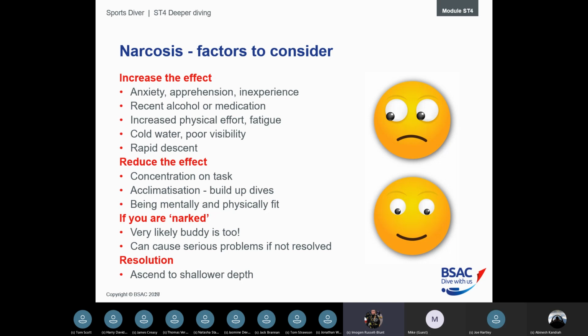How do we fix it? Just go shallower, just ascend a bit. I mean, if you get to 30, you've been descending slowly, you get to 30 meters, you're like, oh, what? I don't feel right. Go up to 25 meters, get up to 22, 25 meters, and just swim along for a bit, and you'll be like, yep, this is fine, let's carry on descending, and just go a bit slower. So the nitrogen equilibrates throughout your body more equally.